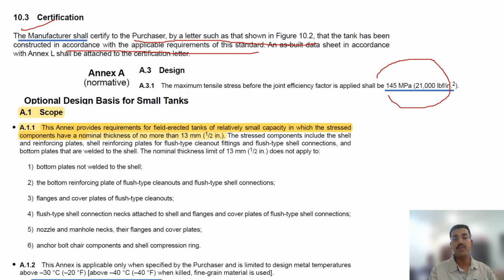Okay, design. The maximum tensile stress before the joint efficiency factor is applied is 21,000. This is for Annex A. Annex A is the optional design basis for small tanks. So what we are doing for now: all the chapters are completed, up to chapter 10 we have completed. Now there are a few annexures that we have to read, in which the requirements of different types of tanks are mentioned. Aluminum tank, stainless steel tank, small tanks, low capacity tanks, those tank requirements are mentioned in these annexes. So the first annex is design basis for small tanks. The small tanks are up to 21,000 pounds per square inch.